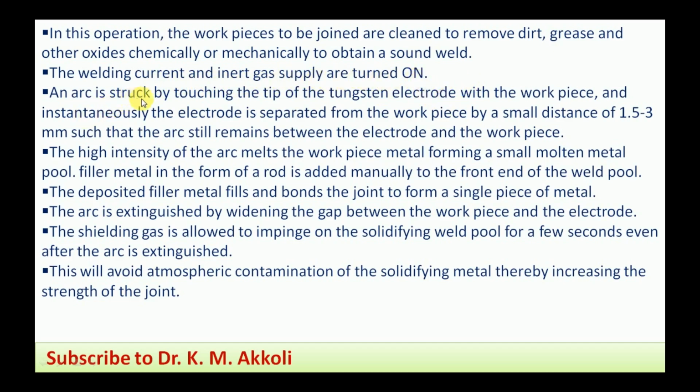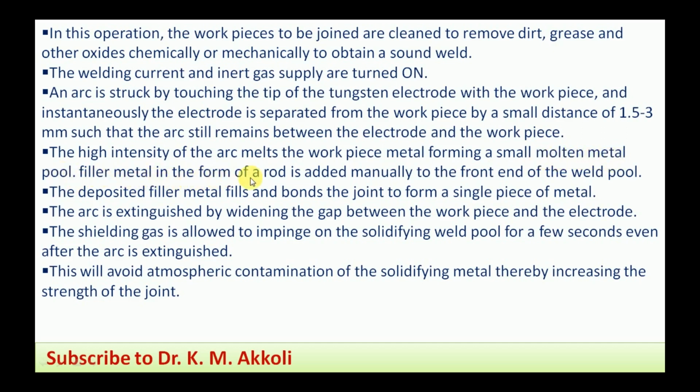Then an arc is struck by touching the tip of the tungsten electrode with the workpiece, and instantaneously the electrode is separated from the workpiece by a small distance of 1.5 to 3 mm, such that the arc still remains between the electrode and the workpiece. The high intensity of the arc melts the workpiece, forming a small molten metal pool.